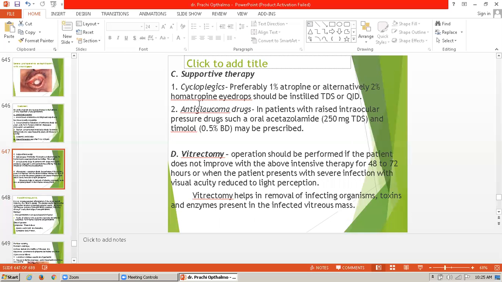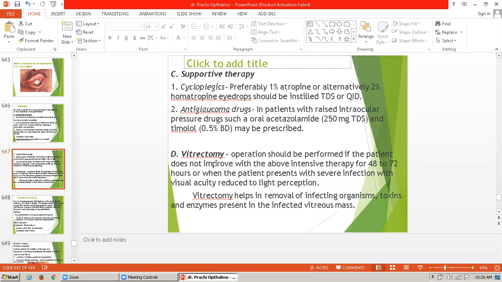Then the supportive therapy. First is cycloplegics, preferably 1% atropine or alternatively 2% homatropine eye drops, which should be instilled TDS, that is thrice a day, or QID, that is four times a day. Second is glaucoma drugs. In a patient with raised intraocular pressure, drugs such as oral acetazolamide 250 mg TDS and timolol 0.5% BD may be prescribed.